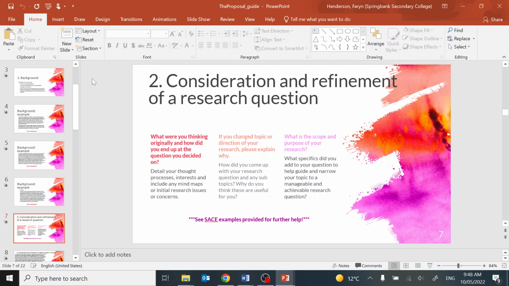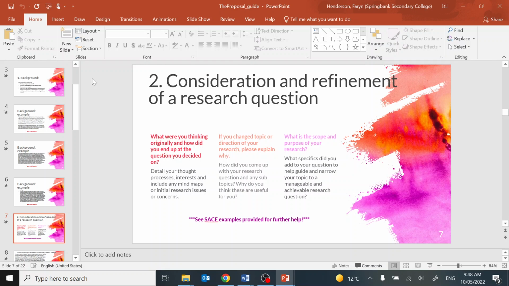When we talk about scope and purpose of the research, you're talking about guiding questions. So, did you go, okay, this is my overall big question, but I've developed two or three or four guiding questions that are going to help me make my topic way more manageable for me to handle, because there is a lot of information and you don't want to get overwhelmed and drowning in info.